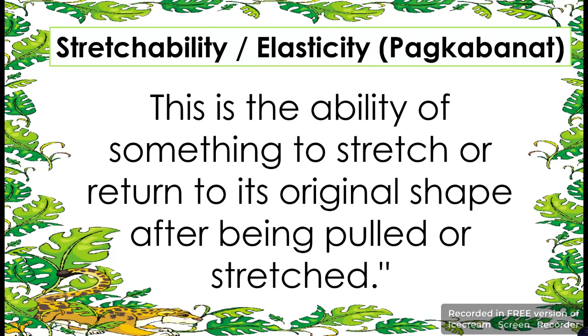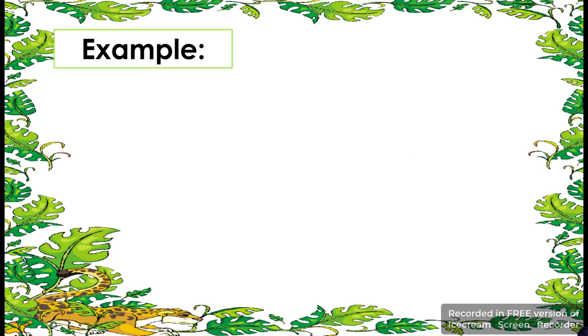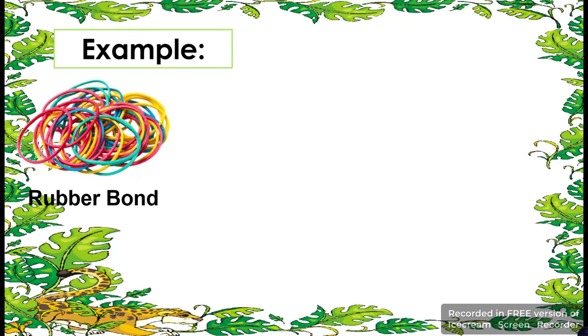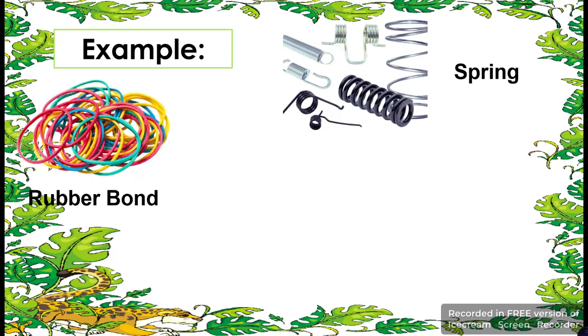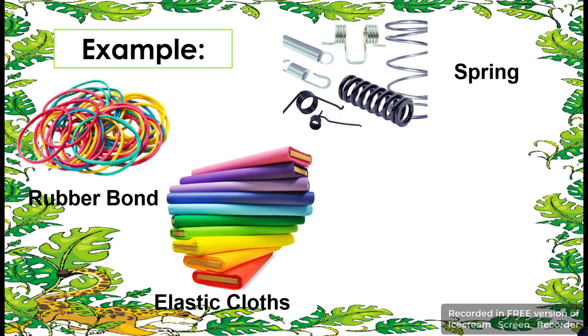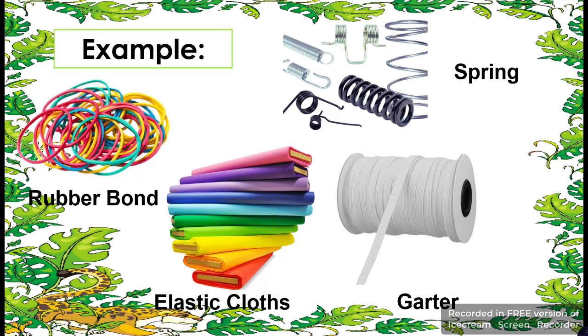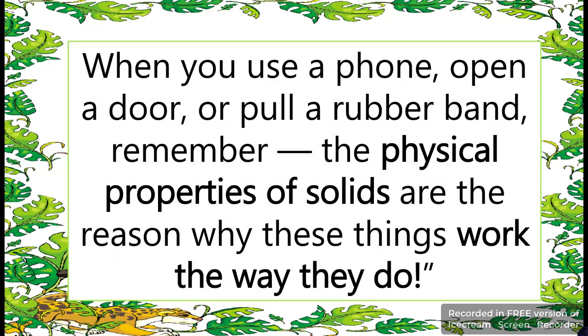And lastly, the stretchability or elasticity or pagkabanat. This is the ability of something to stretch or return to its original shape after being pulled or stretched. Examples are the rubber band, the spring, the elastic cloths, and the garter. Those are the three physical properties of solid according to their physical characteristics.